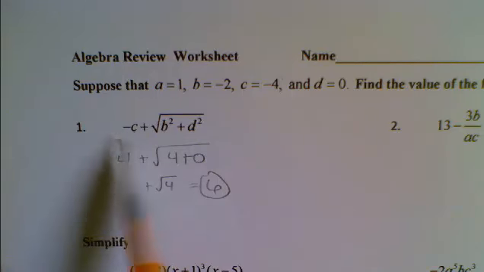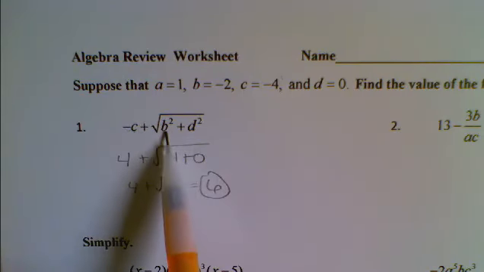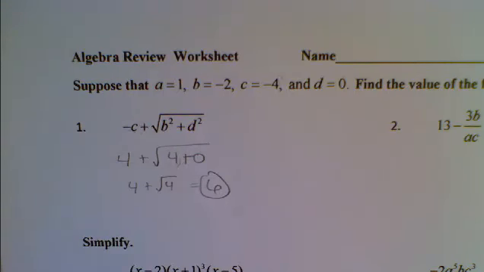So make sure you know what that negative c means. It means the opposite of c. And also be careful when you square anything, you make sure that if it's a negative, you're always still going to get that positive when you square it.